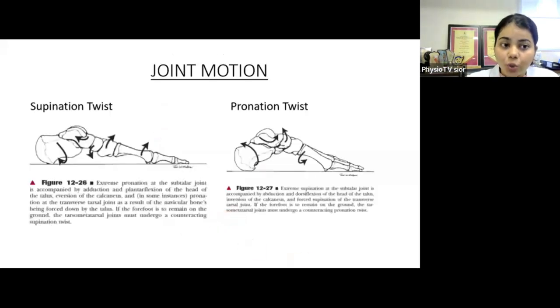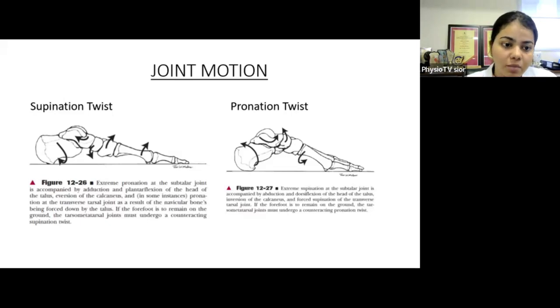Coming to joint motion, where we talk about supination twist and pronation twist. Now, the twist is not required if my transverse tarsal is able to compensate for any hind foot motion that is happening. If not, my tarsometatarsal has to act. Okay, so we'll discuss the supination twist, not discussing both because it will be kind of confusing. So we'll first go only with the supination twist.